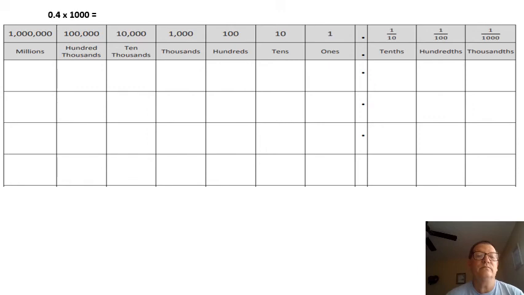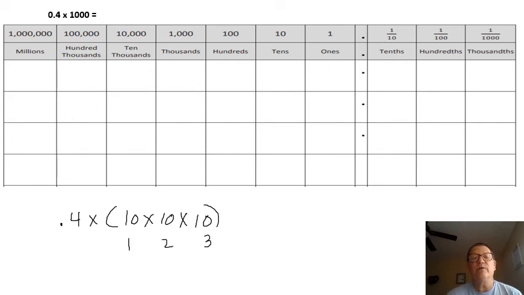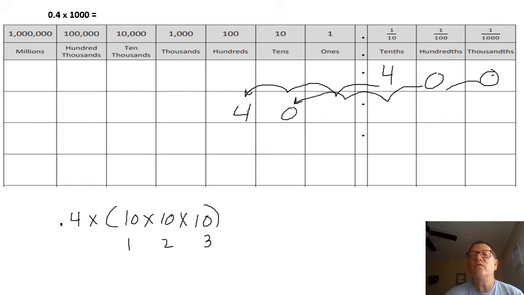What if I did it by 1,000? Well, we know 4/10 times 1,000 is actually 10 times 10 is 100 times 10 is 1,000. So it's going to be 1, 2, 3 place values. So our 4/10 is going to move 3 place values, 1, 2, and 3. Now, we actually have zeros over here, even though we don't normally write them in. And it's just to show you that it's going 1, 2, 3, and 1, 2, and 3. So we can see that 4/10 times 1,000 is equal to 400.